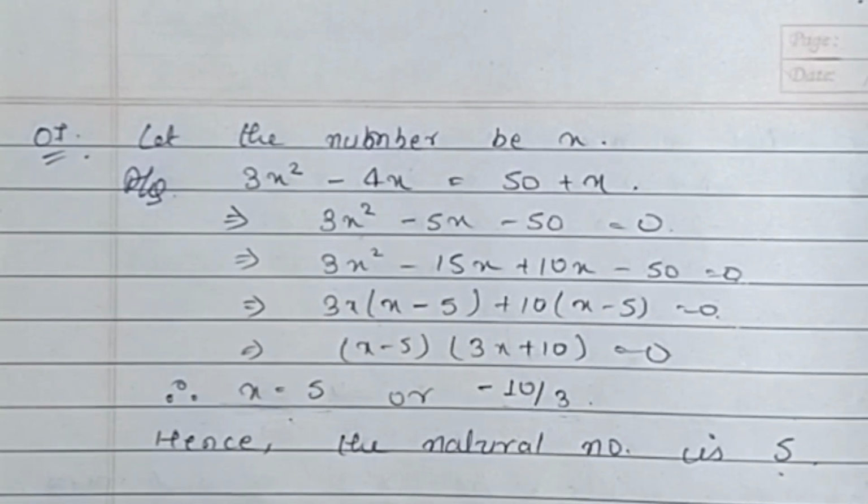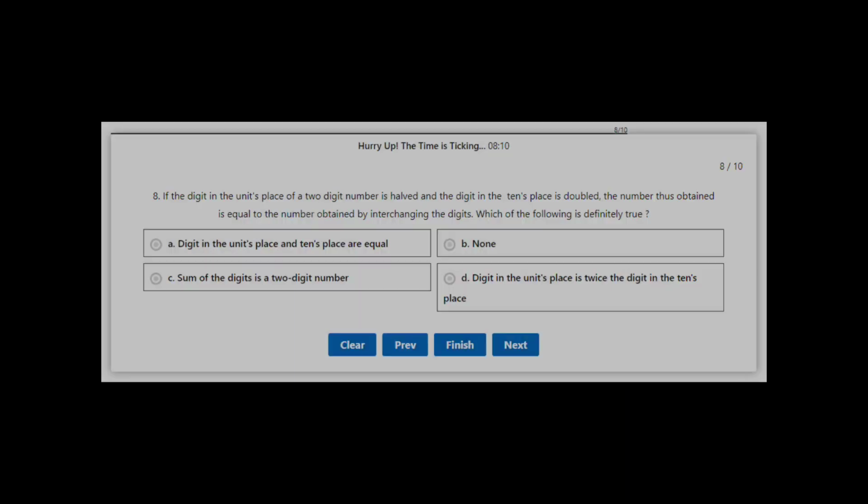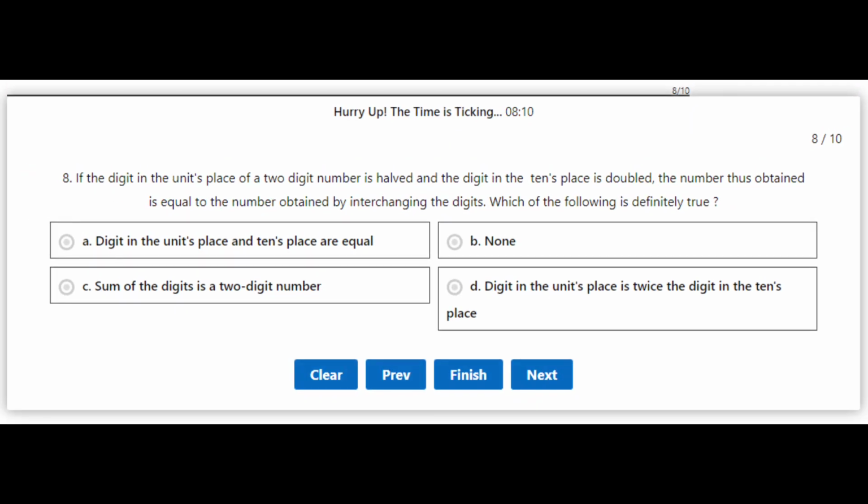Our final answer of the 7th question is 5. Our question number 8 is: if the digit in the units place of a 2-digit number is halved and the digit in the tens place is doubled, then the number thus obtained is equal to the number obtained by interchange. Our third option is, sum of the digits is a 2-digit number.